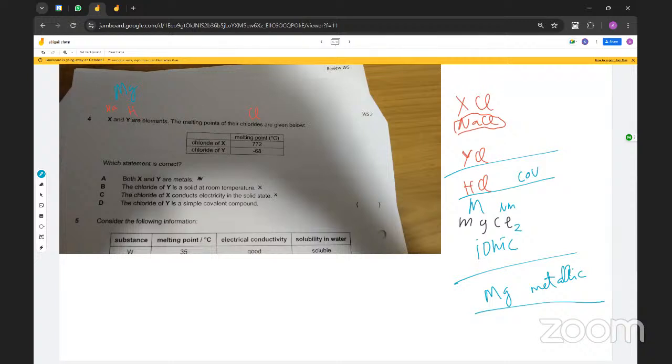Let me ask you again. Cl2. This is not MgCl2. This is Cl2. What do you think? What bond? No bond? Some bond? Covalent. You're absolutely correct. So you do know something.